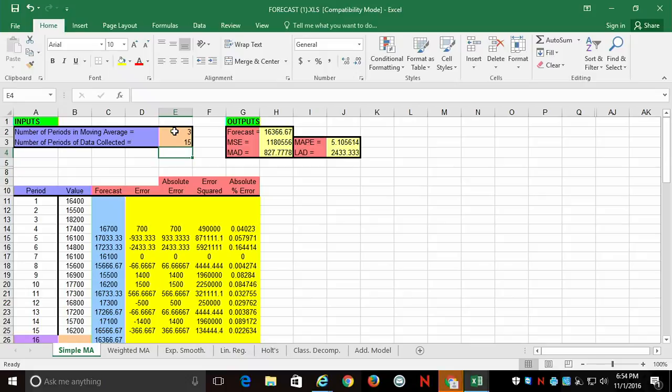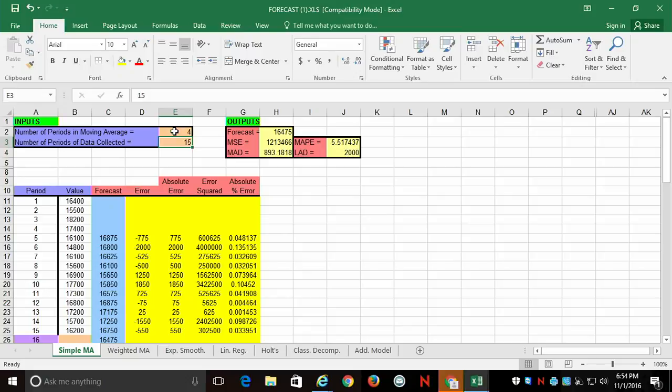It says, how about if I use a 4-week moving average? So let's change that. That'll take the last 4 weeks. It says 16,475. And then it asks me which moving average gives the lower mean squared forecast error.